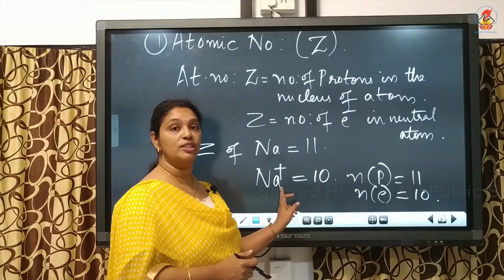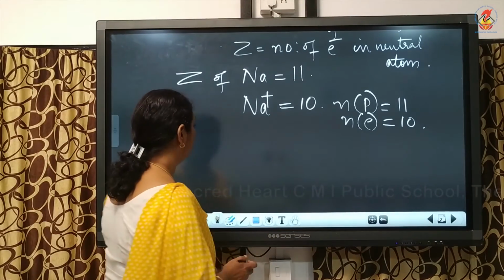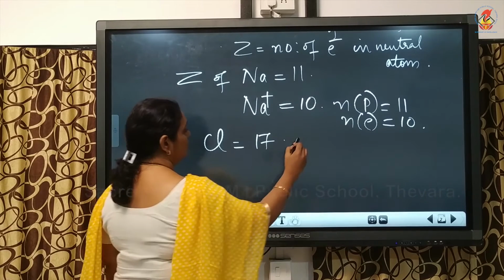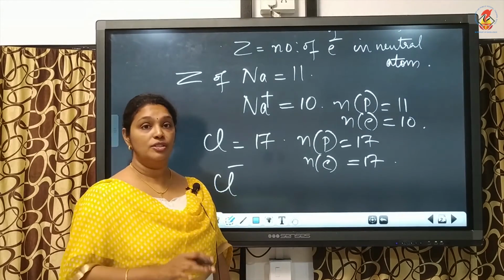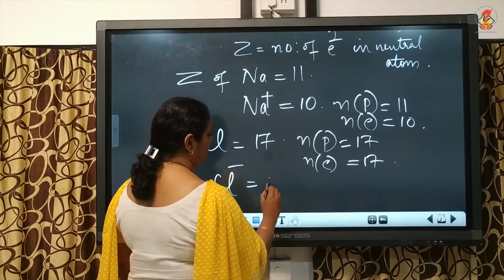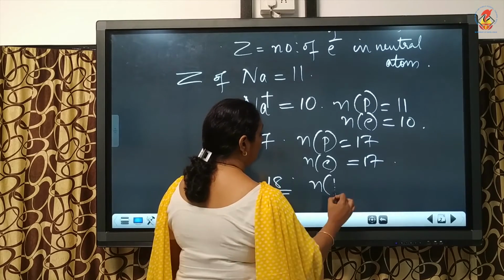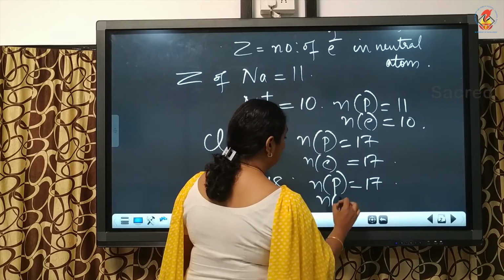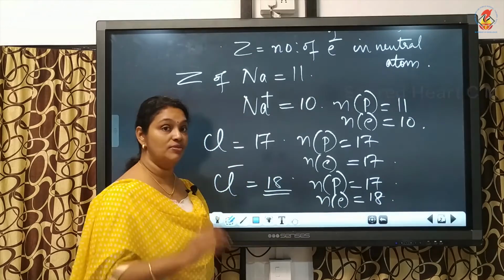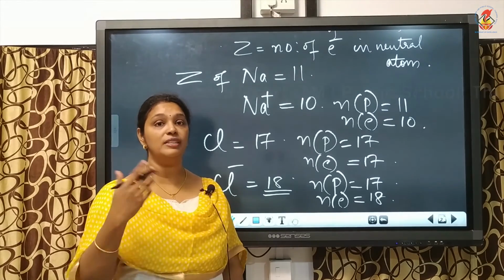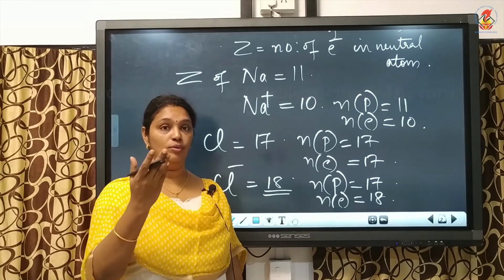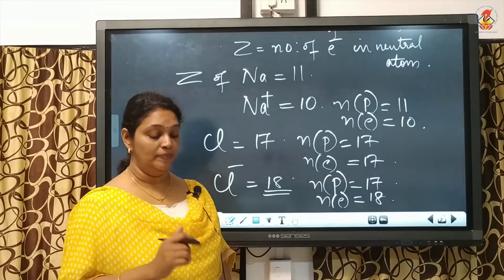Now another example, you know the atomic number of chlorine. Chlorine atomic number is equal to 17. So the number of protons and number of electrons both are equal to 17. Now if it is Cl minus ion, Cl minus means one electron is gained by chlorine. So it gains one electron, which means the number of electrons will be equal to 18. Here the number of protons will be the same as atomic number, but the number of electrons will be 18. So that is why we said atomic number is equal to the number of electrons in a neutral atom. If it is an ionic species, accordingly you have to remove or add electrons. So that is atomic number.